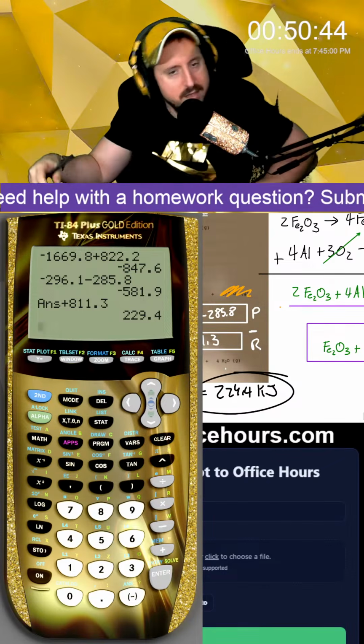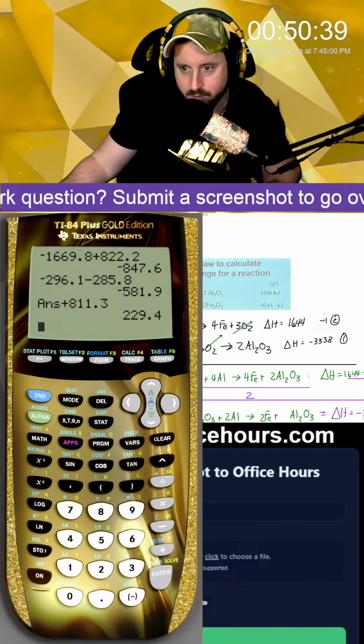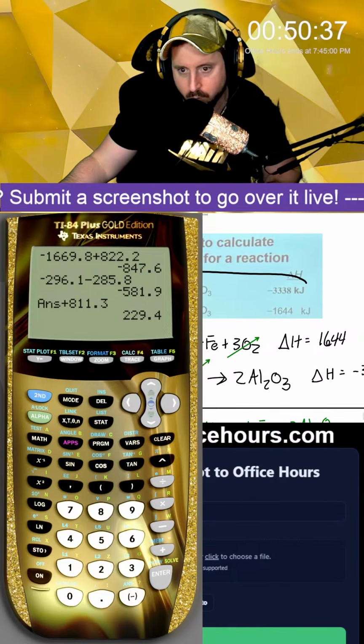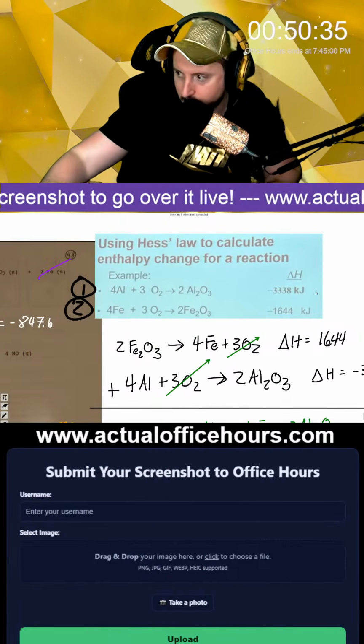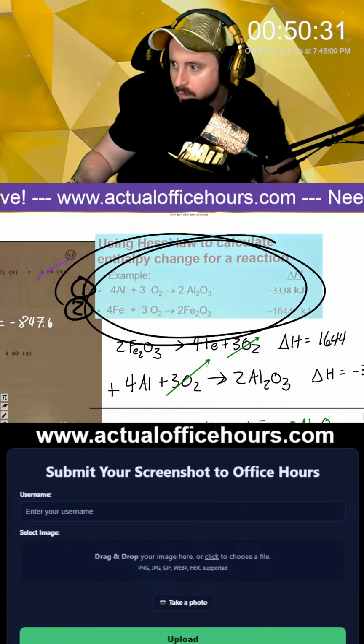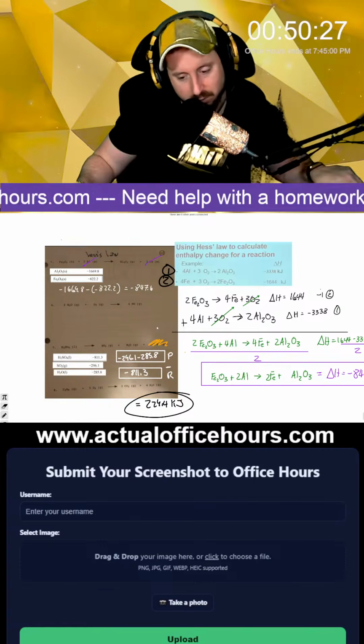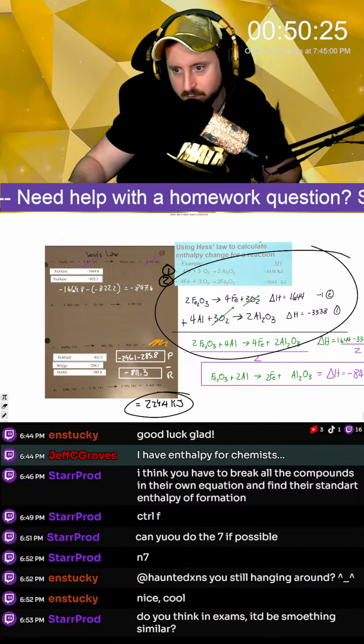Do I think it'd be something similar? Yeah. Now, you know, and I told you this, Star Prod. I think this is more what you would see on an exam for something over Hess's law. I think they're more likely to do something like this. Just looking up tables and doing products minus reactants is kind of boring. This requires some fun and some math.